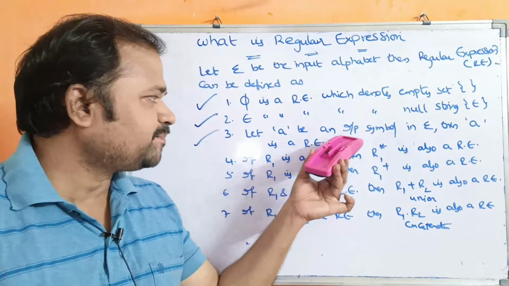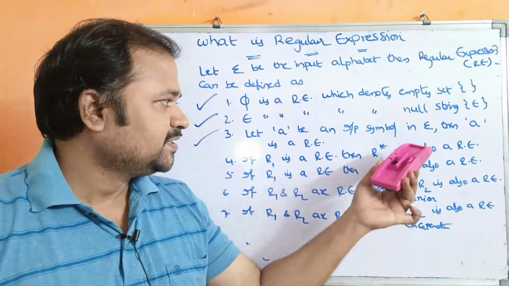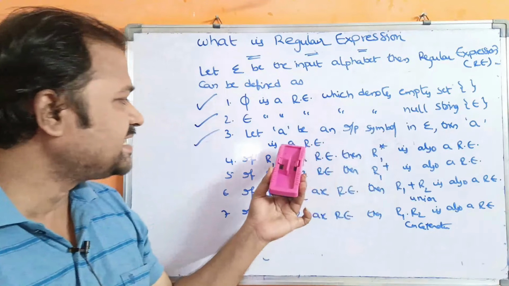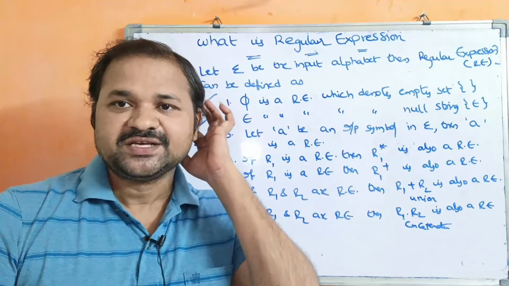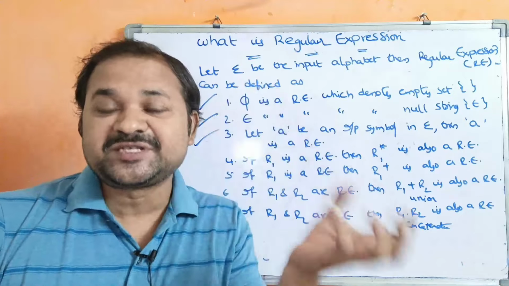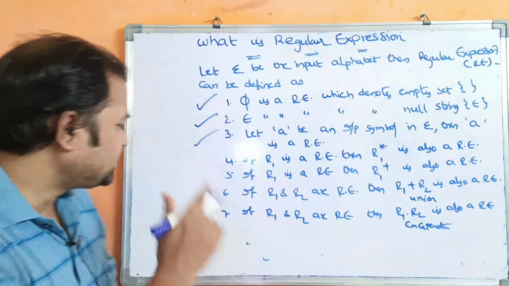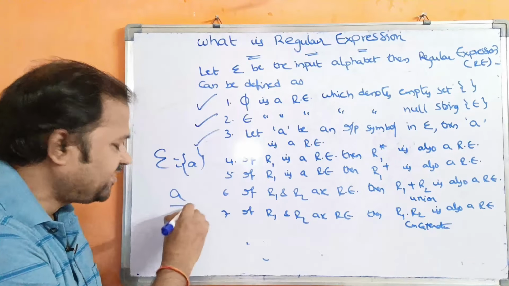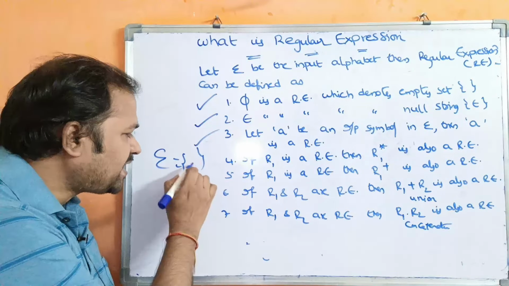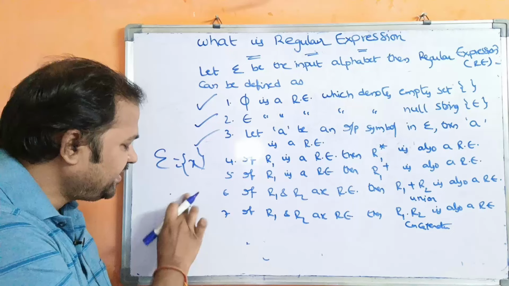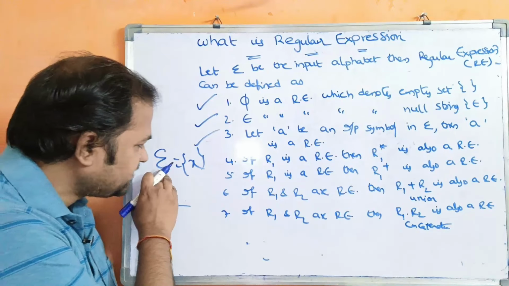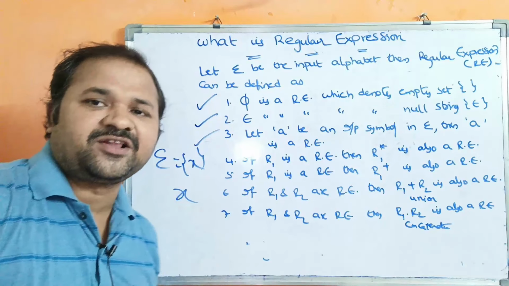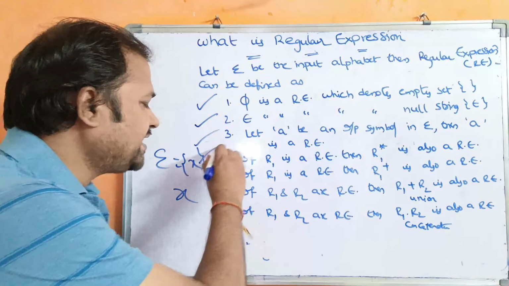Now let us see the third rule. Let A be an input symbol in alphabet sigma, then A is nothing but a regular expression. So if we have an input symbol A, let sigma be equal to {A}, then we can call this A a regular expression. Let sigma contain a symbol called X, then we can call X a regular expression. Let us see the next rule.